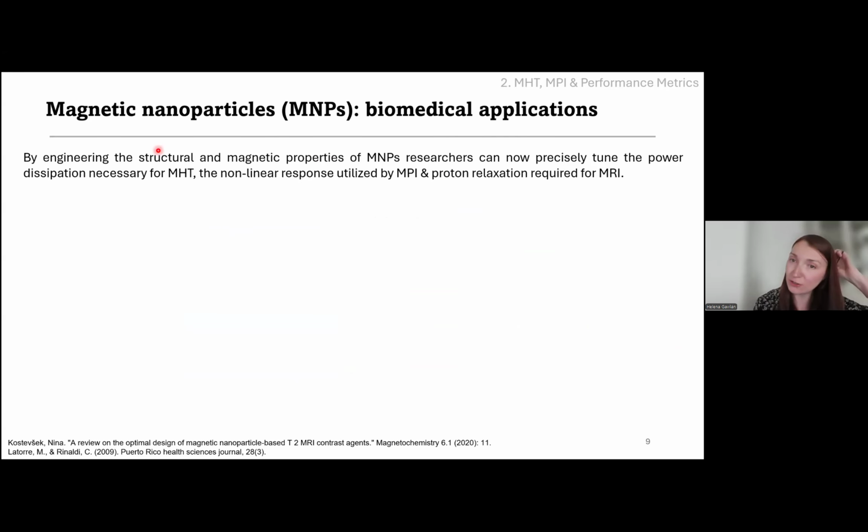And now let's move to biomedical applications of magnetic nanoparticles.